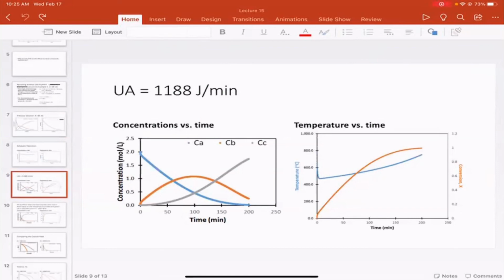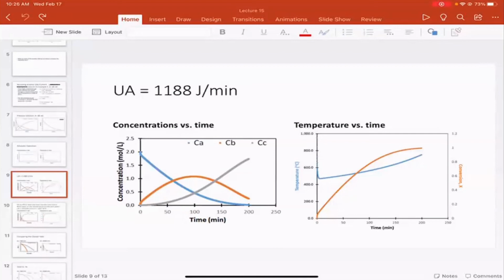So our peak concentration of B is higher, but it took much, much longer to get there. And we can see at the plot on the right-hand side that it's a thermal effect, that the temperature is dropping very, very quickly, and it takes the firebox quite some time to start to warm the reactor back up.